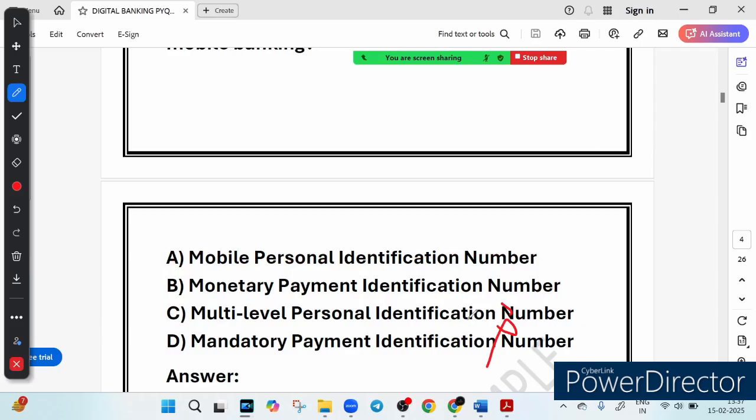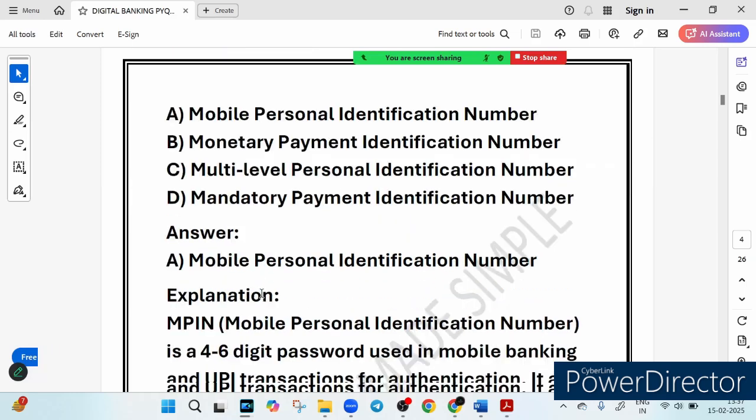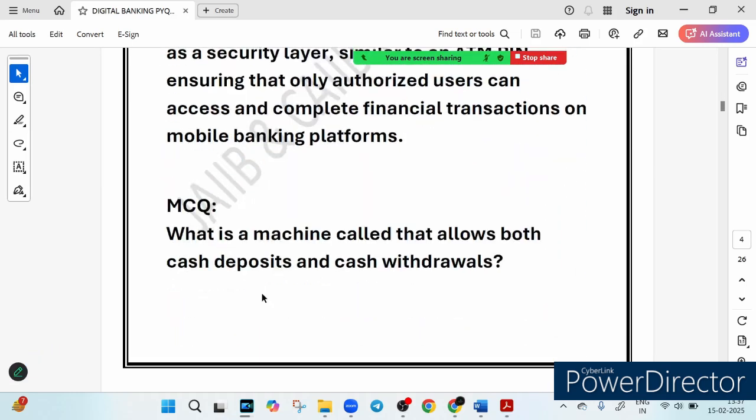So what we learned is that MPIN stands for mobile personal identification number. It is a 4 to 6 digit security pin used for mobile banking as well as UPI payments. It is not monetary payment identification number. It is not a multi-level pin. It is not mandatory payment identification number. It is just like an ATM pin, but for mobile transactions. It ensures security as well as ease of payment. So these are the two benefits of having MPIN. Right, very nice question it is.